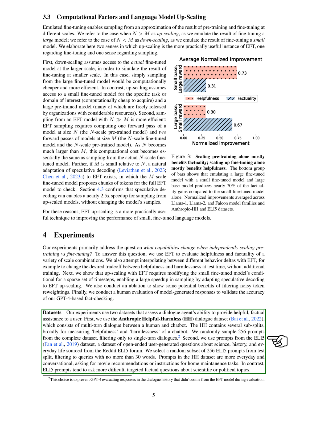The second dataset is the Explain Like I'm 5 dataset, which contains open-ended questions about science, history, and everyday life from the Reddit Explain Like I'm 5 forum. We randomly selected 256 prompts from this dataset, focusing on queries with no more than 30 words. We used 3 different families of pre-trained language models and their corresponding fine-tuned models for our experiments. These include the Llama 1, Llama 2, and Falcon models.